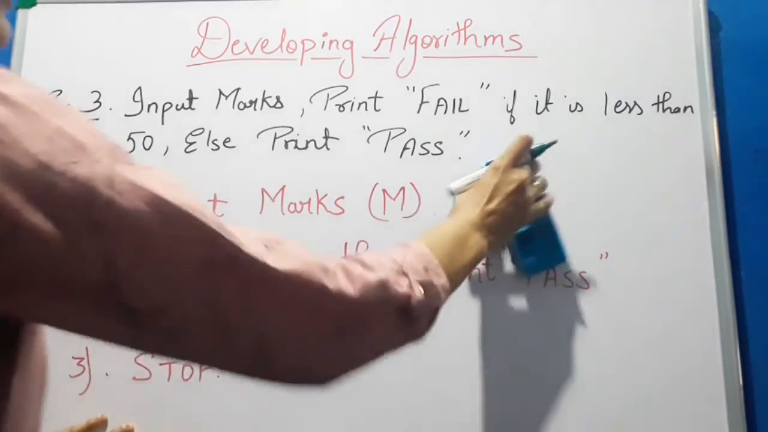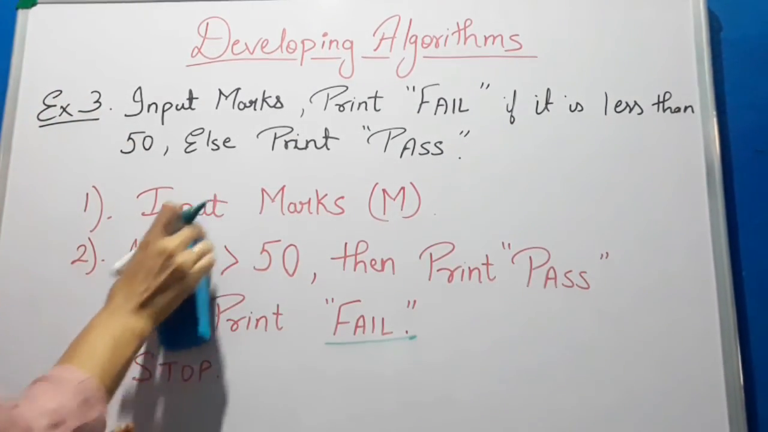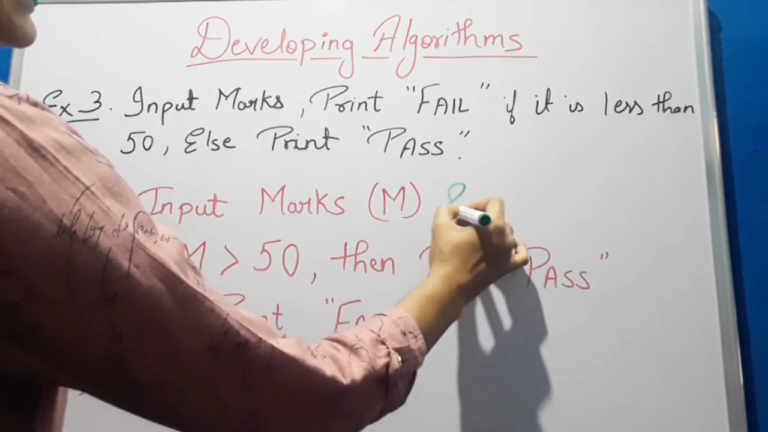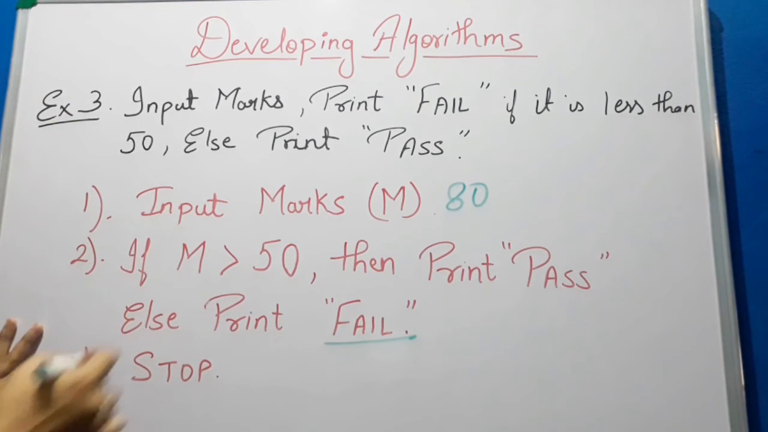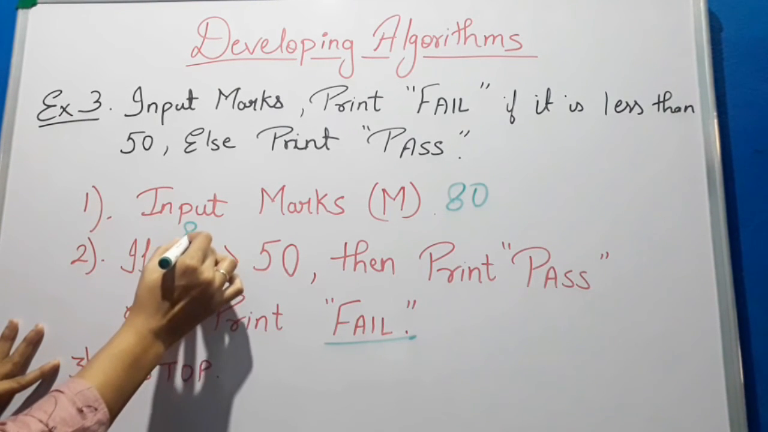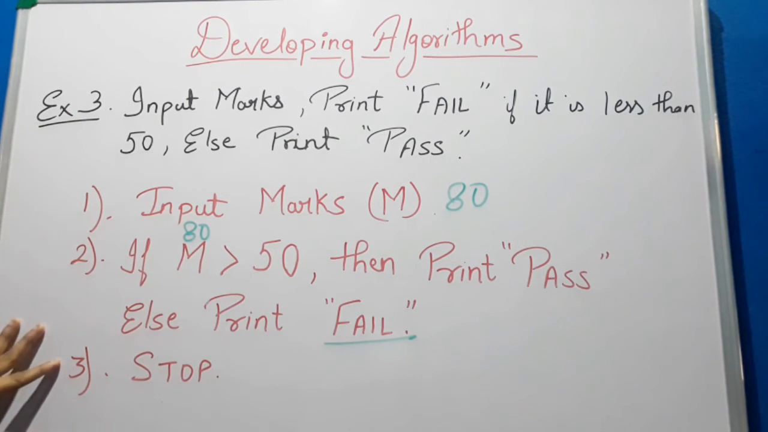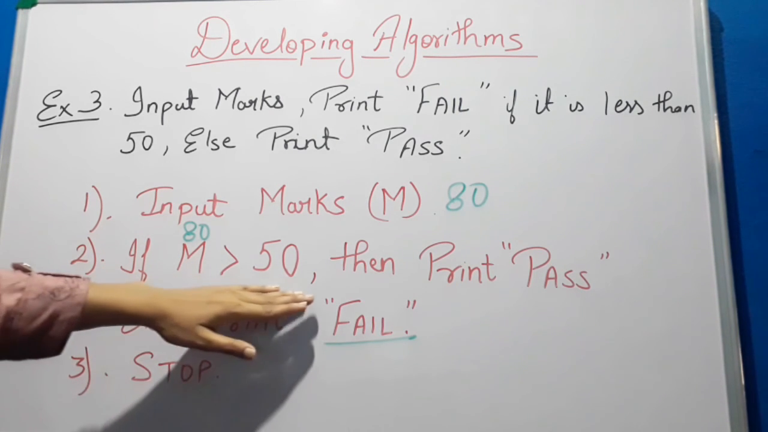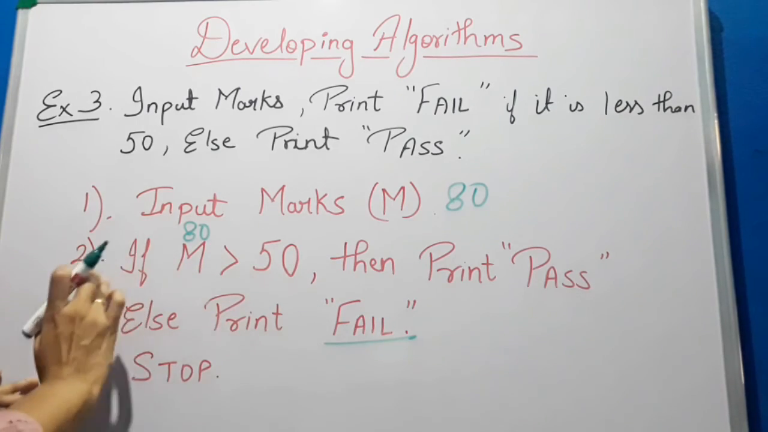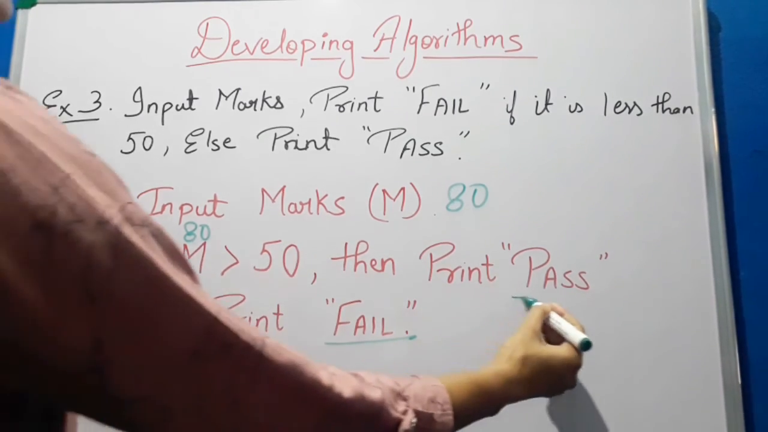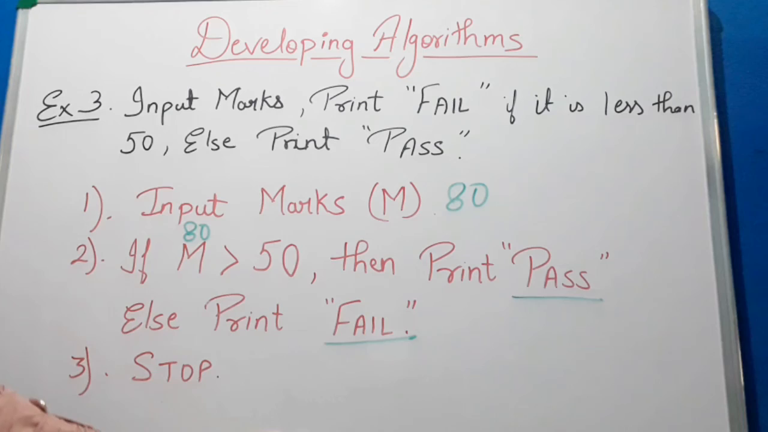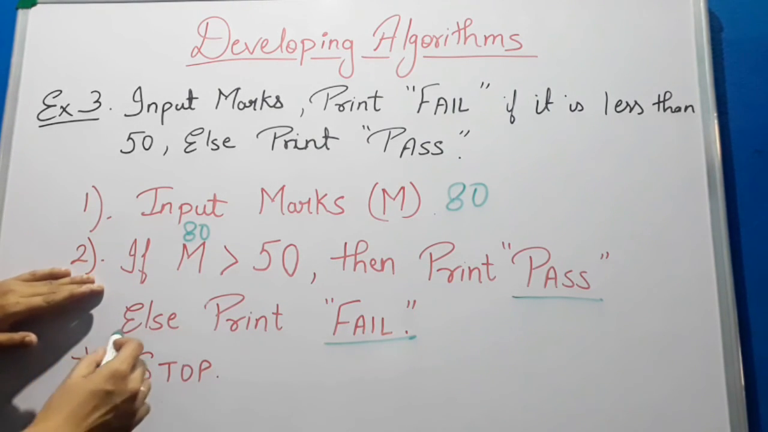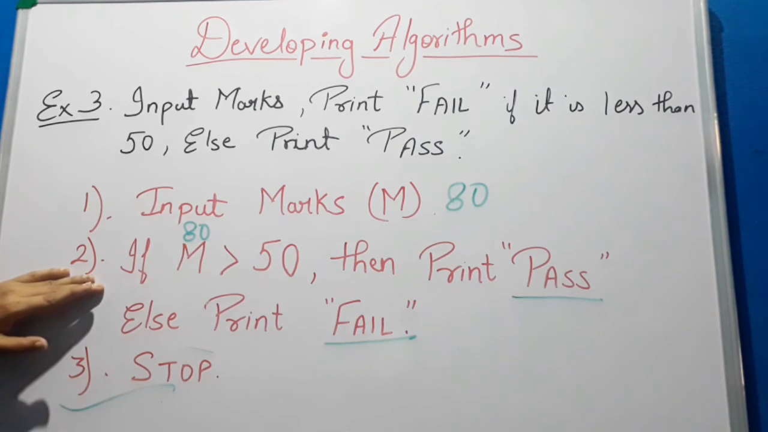Now suppose I have entered the marks as 80. So now the value of M is 80, and 80 is greater than 50. So in this condition it will print pass. It will print pass, it will not go to the other condition, and it will stop.